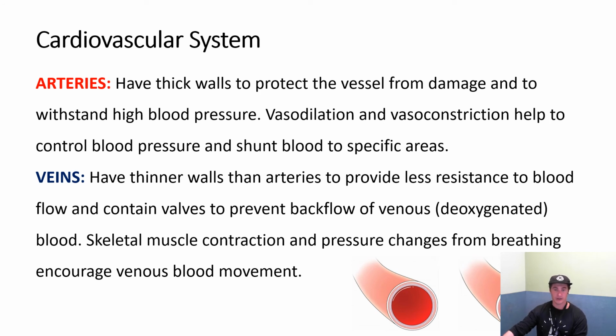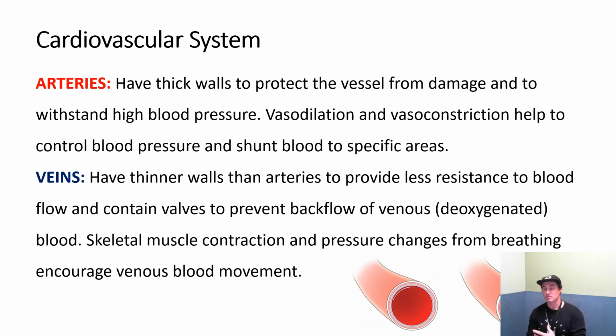Arteries are different to veins in terms of having thick walls. So that bottom right picture is your thick artery walls. They receive blood from the heart, so they need to withstand higher blood pressure. They also have a lot of smooth muscle within that structure that helps constrict or dilate.